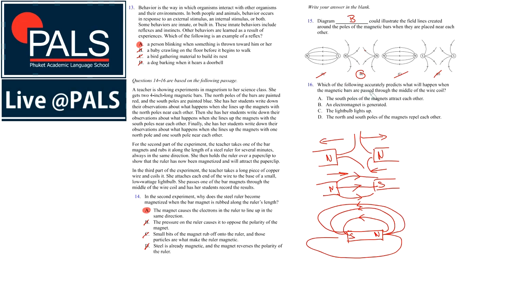Which of the following accurately predicts what will happen when the magnetic bars are passed through the middle of the wire coil? Now, when we pass a magnet through a wire coil, this will induce a current in the coil. So the south poles of the magnets attract each other, an electromagnet is generated, the light bulb lights up, the north and south poles of the magnet repel each other. So the light bulb will light up because a current in the wire is induced.